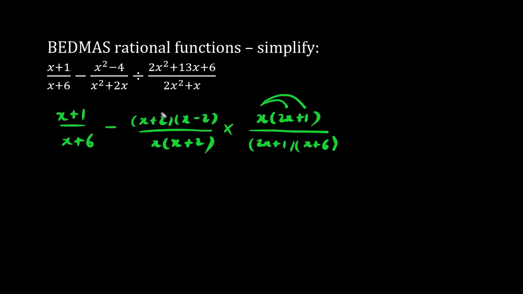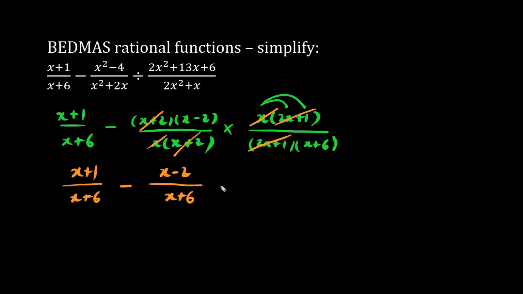Let's begin canceling. These x plus 2's cancel, and so do these 2x plus 1's. Furthermore, the x's cancel as well. So we're left with, on the right hand side, a negative sign in the middle, and we have x minus 2 on top, and an x plus 6 on the bottom. And here on the left we have x plus 1 over x plus 6, same common denominator. So we can combine the bottoms, x plus 6.